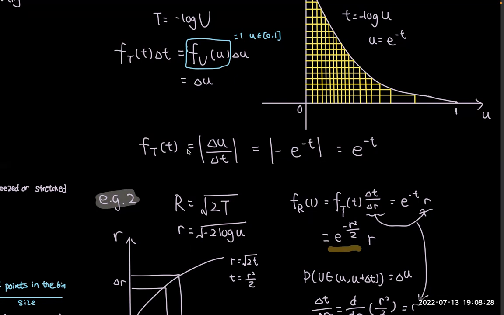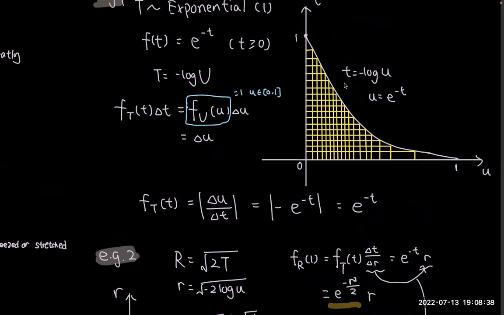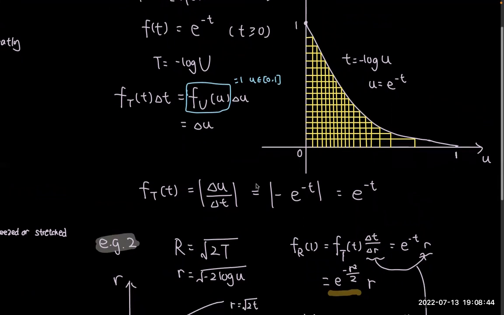The density of T is delta U divided by delta T. So that is a ratio between the change of the neighborhood. And here, this is actually a monotone decreasing function, the transformation between T and U. So therefore, we should take the absolute value. Here we have T equal to negative log U, right? So that's a transformation. And the inverse is U equal to e to the negative T.